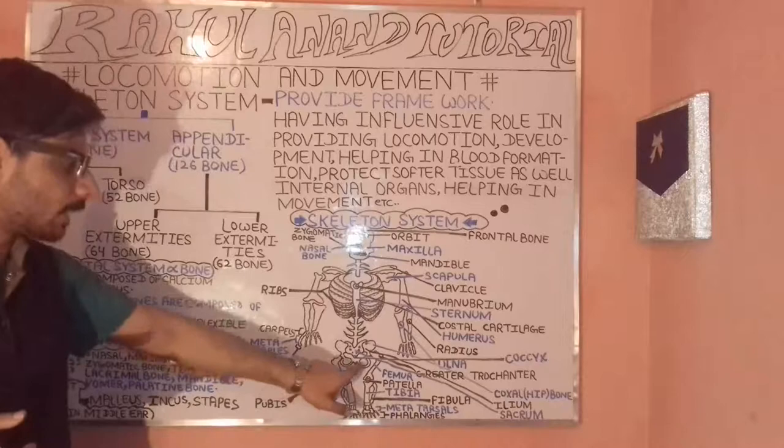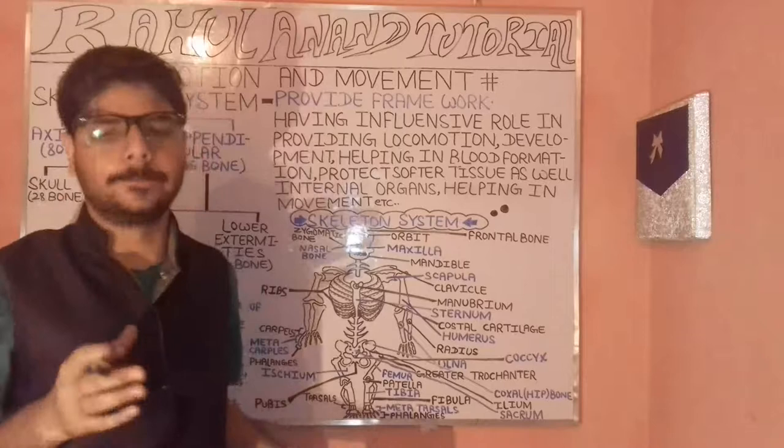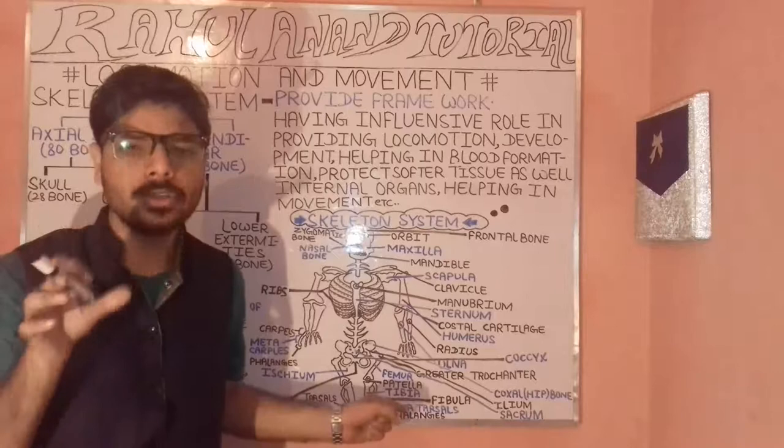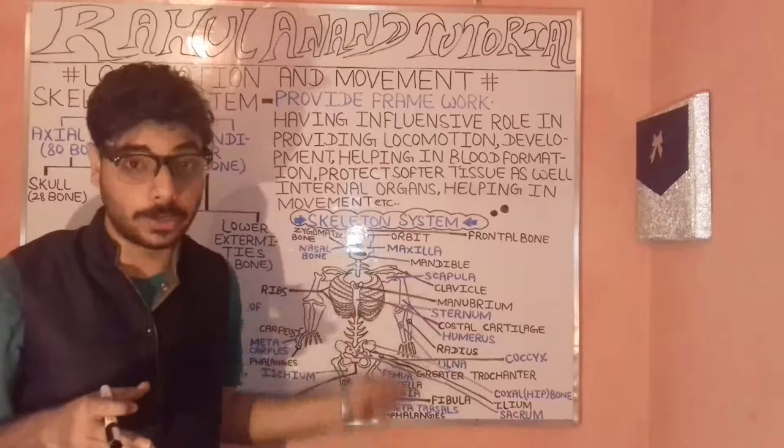The pubis is present in both males and females. But in the case of the female, it is quite functional in nature. Why is this so? This is because the mother has to go through the course of delivery. So these are particularly accommodated in the pubis.